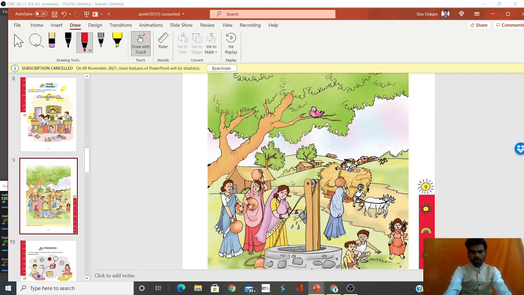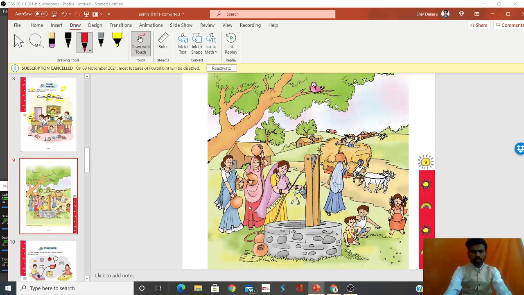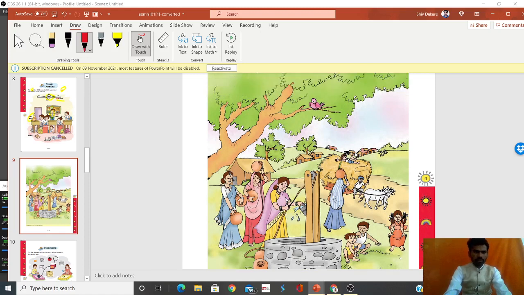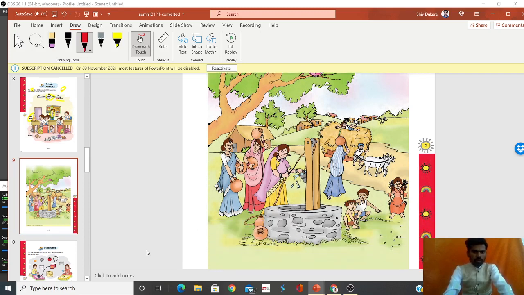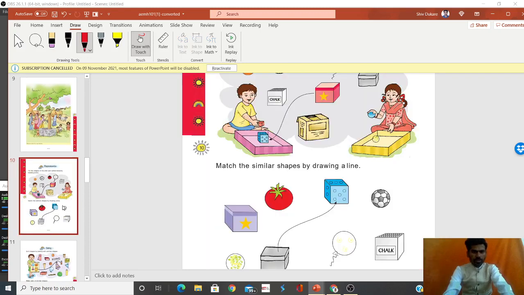Here also you can see the picture, and you can understand who is on or below the tree. Okay, on the tree, below the tree, okay, under the tree. So now I move on to the next page.